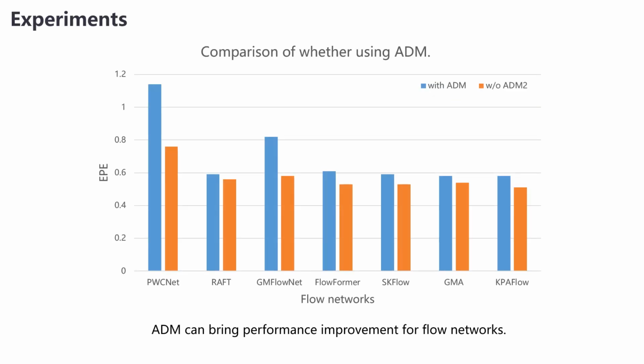In order to verify the impact of our proposed ADM module, we conduct ablation experiments by plugging ADM into flow networks. We train these networks on the MDR dataset with the same settings except that ADM is enabled or not. Then we test them on the MVSEC dataset. The results demonstrate that our ADM module can bring performance improvement for all supervised optical flow networks.